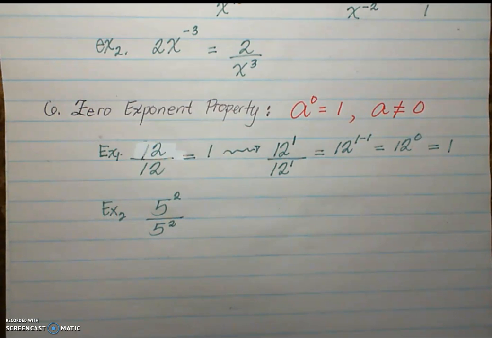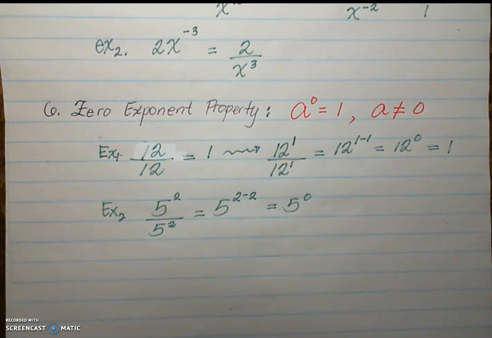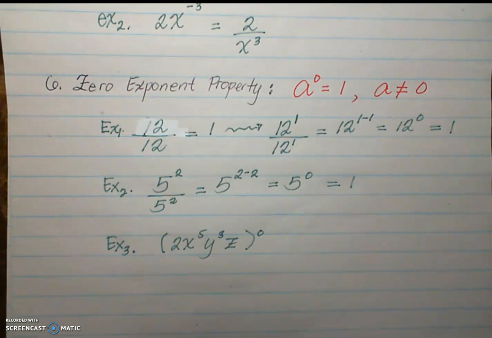But let us apply the quotient property. Copy the base, which is 5, subtract our exponents, which is 2 minus 2, which is 5 to the 0, which is a 1. All right, so in the future, when you see an example that looks like this and it's all raised to the power of 0, please know that that is just equal to a 1.